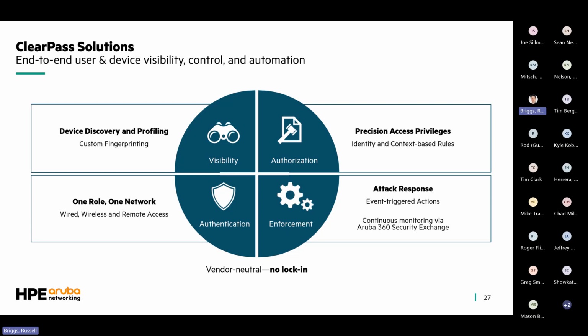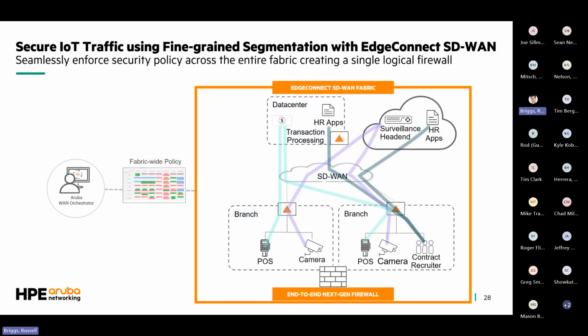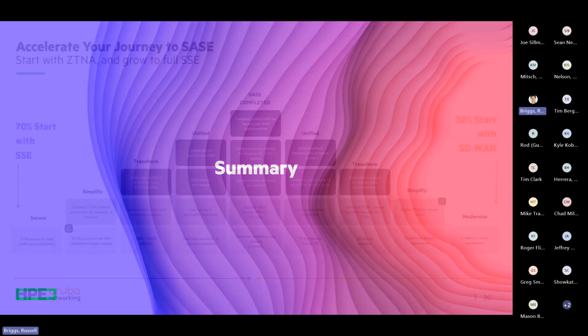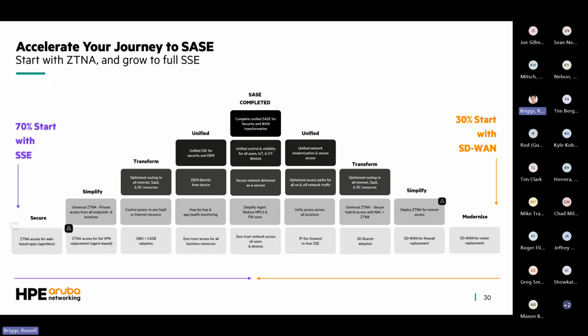that could be really, really useful. And then, tying this together, we can bring fine-grained segmentation into this SD-WAN network based on roles and policies, and tying in with ClearPass. So pretty cool. In summary, we're hoping to help accelerate your journey to SASE.